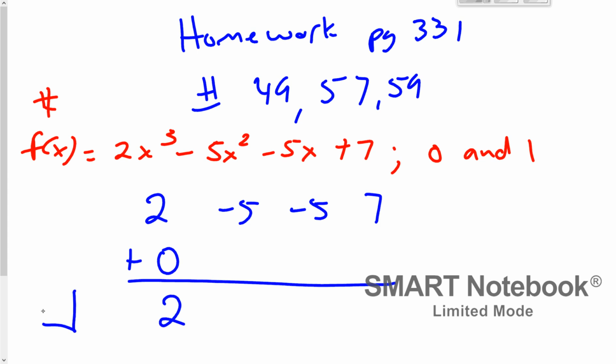And then we're going to place 0 in here and see if we get a positive or negative as our remainder. So that's 0. Negative 5, that's 0, and 7, so that's positive, right? So we get a positive there.